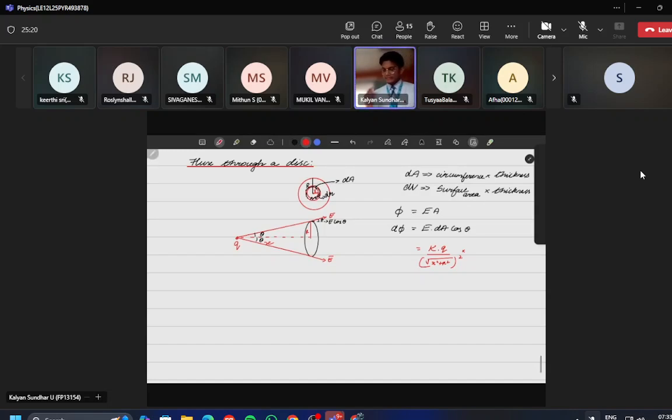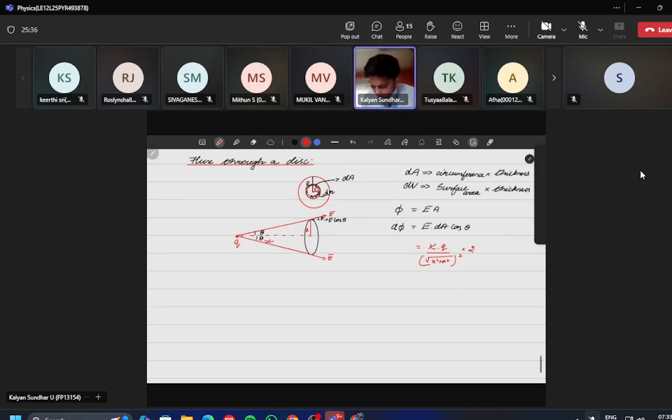Now tell me, dA எப்படி எழுதலாம்? Circumference into thickness. எந்த நீ choose பண்ண small part என்னது? இதோட இந்த சர்க்கிளுக்கு தான் நீ கண்டுபிடிக்கலாம். I mean this ring இதோட circumference will be 2 pi r into அதோட thickness, so 2 pi small r into dr.